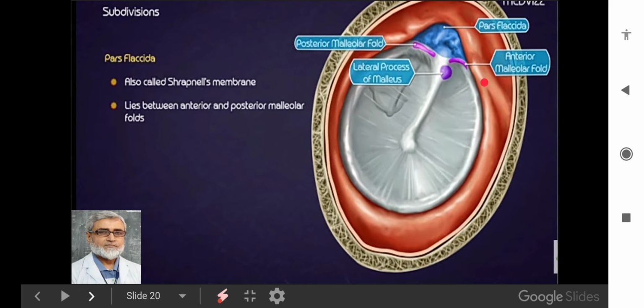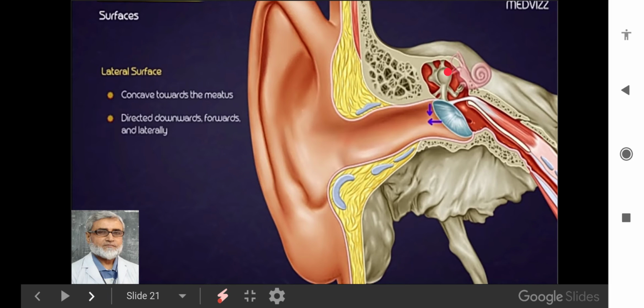Regarding the pars flaccida, also called Shrapnell's membrane, this area is the pars flaccida, also known as Shrapnell's membrane. And you can see here the anterior and posterior malleolar fold and the lateral process of the malleus. See here.